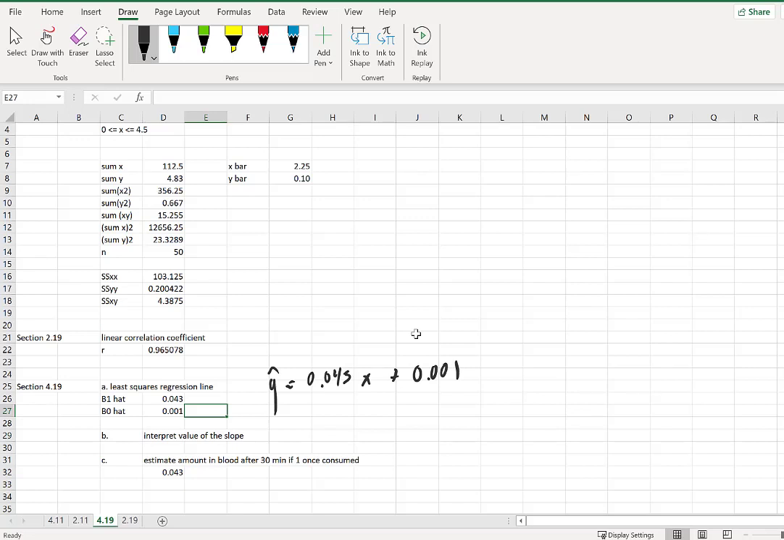All right, since we've got that in our heads now, we can continue on to B. B was to interpret the value of the slope. In this case, the value of the slope says that for every additional ounce of the medication consumed, for men in this example, the percentage points go up 0.043, which is 4.3% for each ounce consumed, to be the amount in the blood after 30 minutes. So that's what's happening there.